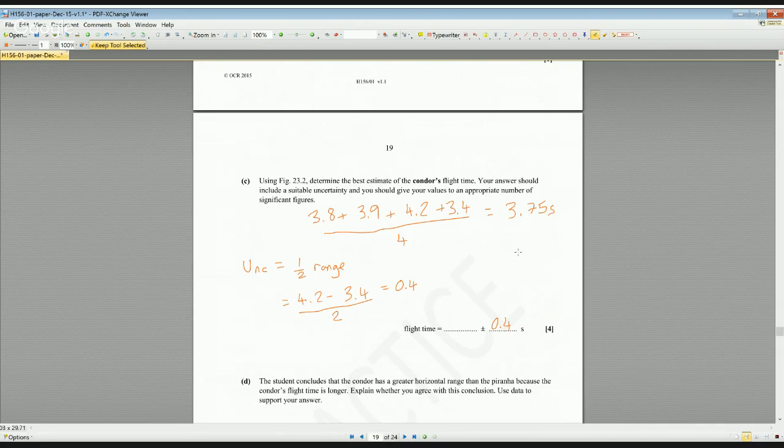Now, what's an appropriate number of significant figures to use for the flight time? All of our values here have been given to 2 significant figures. It would be wrong of us to use 3 significant figures for our answer, so our answer should also be given to 2 significant figures. So that would be 3.8.